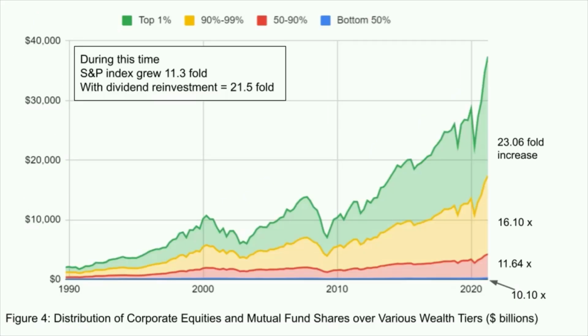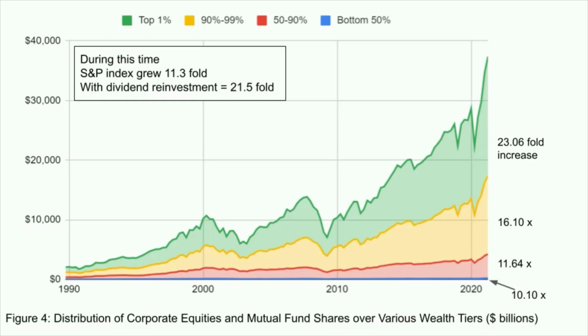This is a very telling chart. It paints a picture of increasing concentration of corporate equities into the hands of the very wealthy. Take a look at the total equity holdings held by the top 1%. At the beginning of this period, the top 1% held $867 billion worth of equities, and at the end of this period, they held $20 trillion worth. This is a 23-fold increase in equity wealth held by the top 1%.